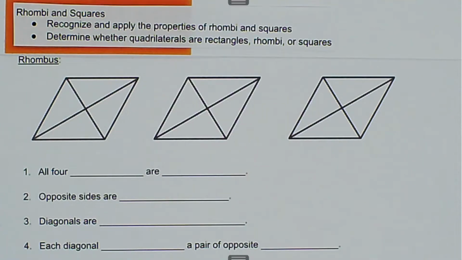We are talking about rhombi and squares, and we want to recognize and apply the properties of rhombi and squares, and we want to determine whether quadrilaterals are rectangles, rhombi, or squares.